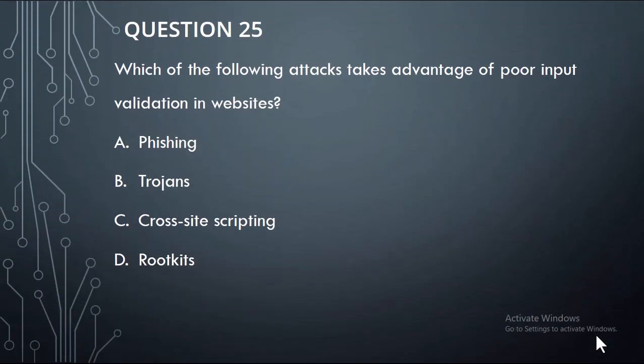Question 25. Which of the following attack takes advantage of poor input validation in websites? A. Phishing. B. Trojans. C. Cross-site scripting. D. Rootkits. The answer here is option C. Cross-site scripting takes advantage of poor input validation in websites.